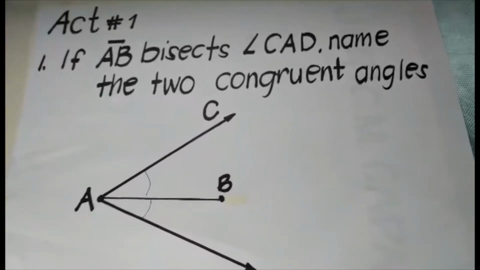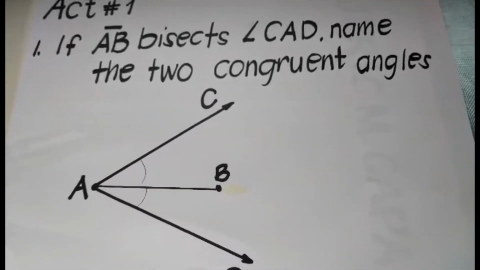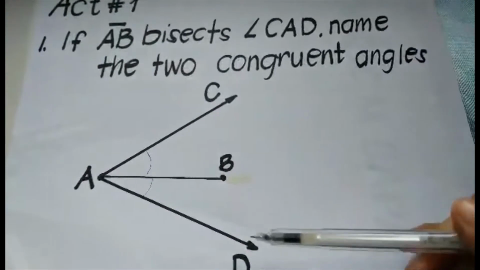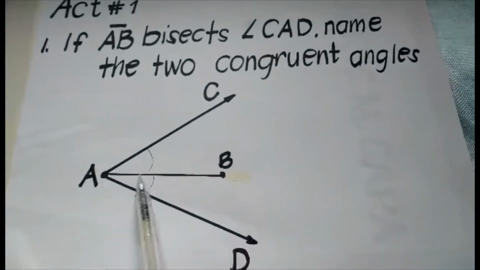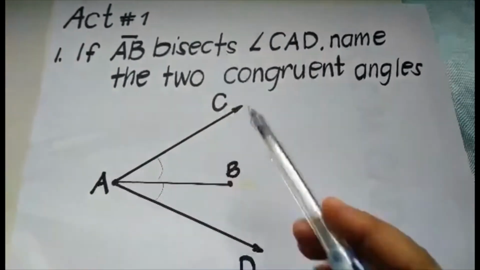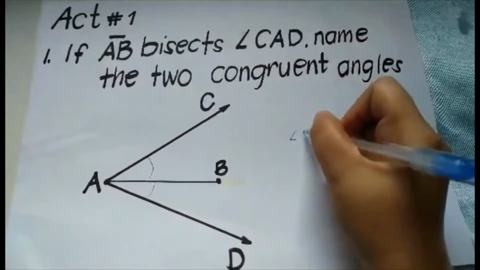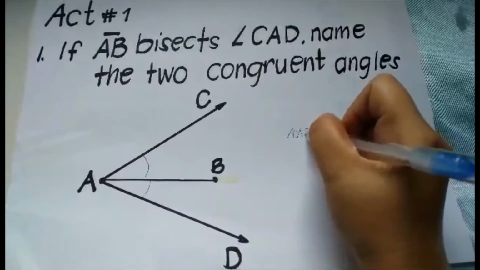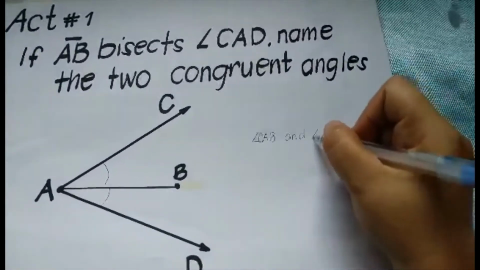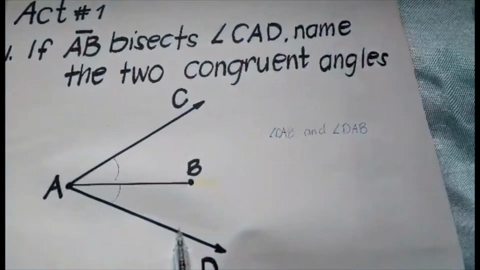Activity number 1. If segment AB bisects angle CAD, name the two congruent angles. So we have here angle CAD, and then segment AB bisects the whole angle. Now when we talk about the word bisect, meaning it divides the angle equally. So therefore, angle CAB and angle DAB are the two congruent angles.